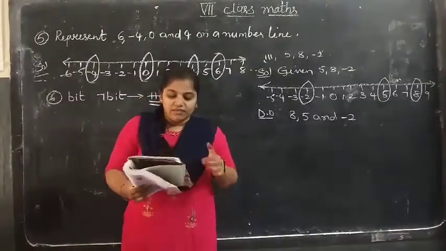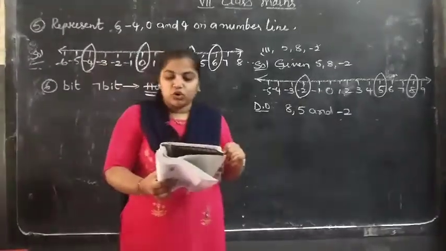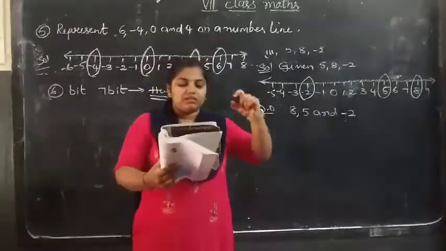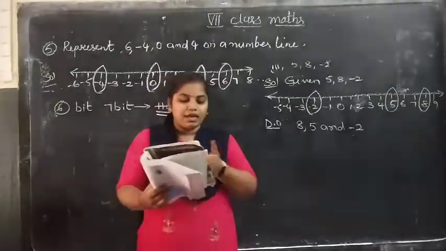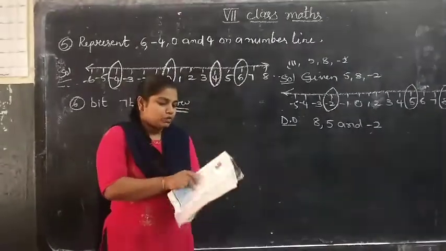And in 7th bit, the temperatures of 5 cities in India on a particular day are shown on a number line below. They have given a number line and also the temperatures of the cities. So by seeing that number line, you have to answer the given questions. So the 6th one and 7th one do as homework.